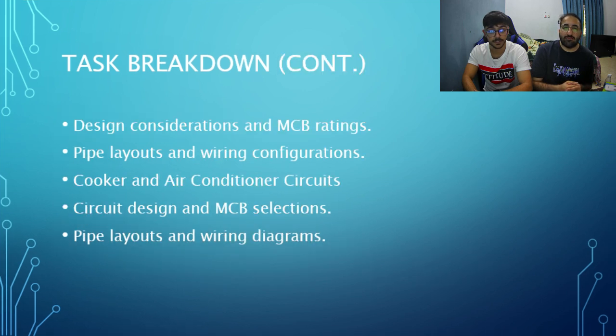We also have the breakdown of the design considerations and the MCB ratings, and the pipe layouts and the wiring configurations, and the cookers and the air conditioning circuits. We also have the circuit design and the MCB selections. Finally, the pipe layout and the wiring diagram.